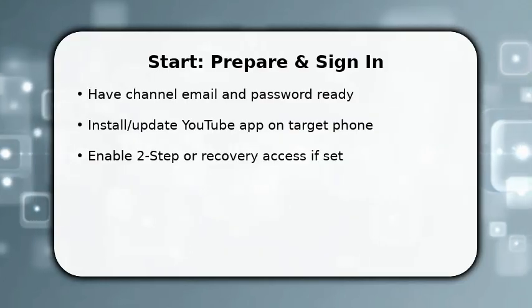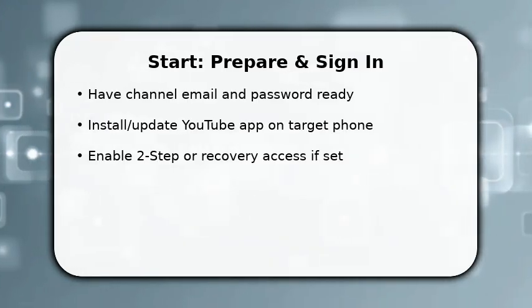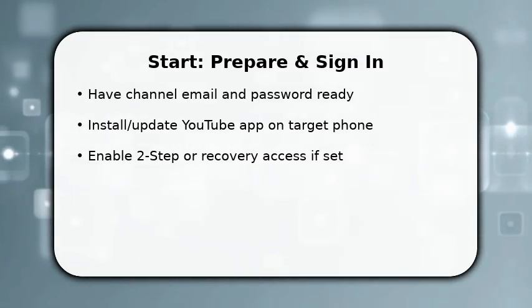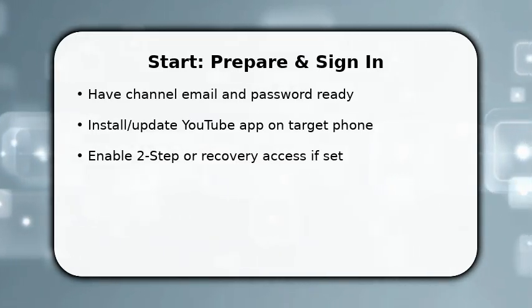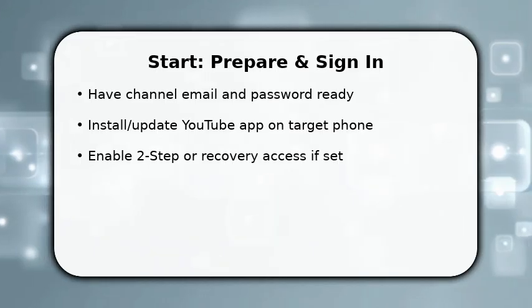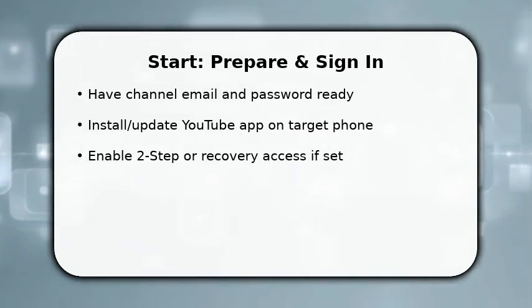You start by preparing credentials and access. Sign into the channel's Google account on the other phone, enter email, password, and complete any two-step verification. Once signed in, open the YouTube app and confirm the channel appears under your account avatar. Switch profiles if multiple channels exist.